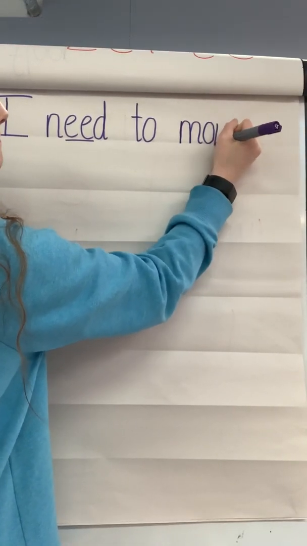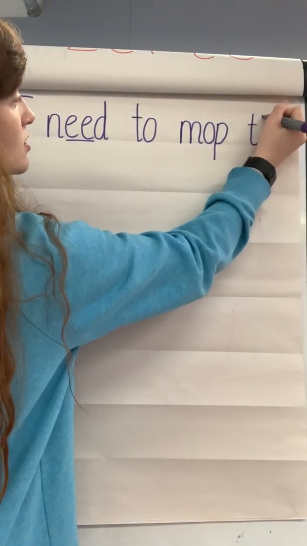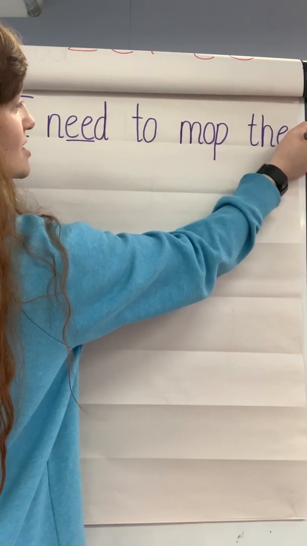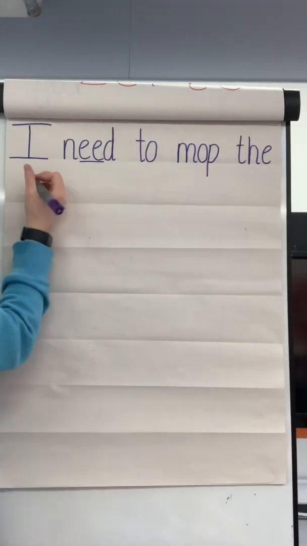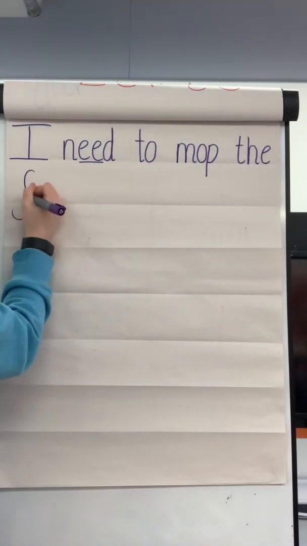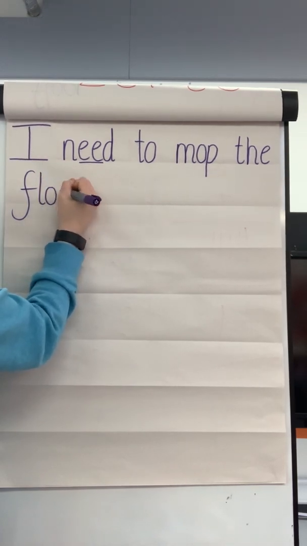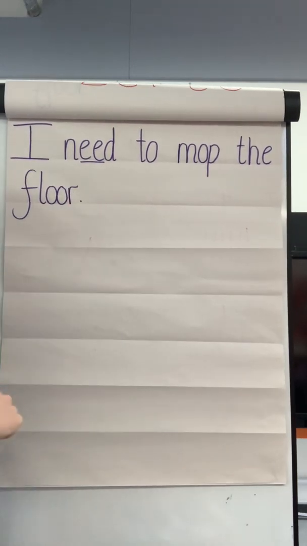Mop. The. Got two ascenders there, that H and that T. That naughty E on the end, making that sound. I need to mop the floor, and that's using our sound today. So that F, L, O, O, R. We've got our full stop on the end.